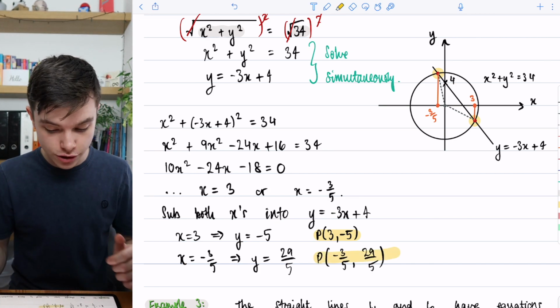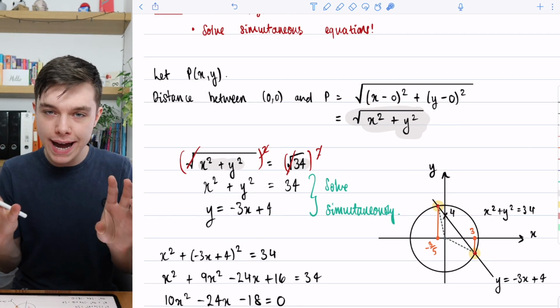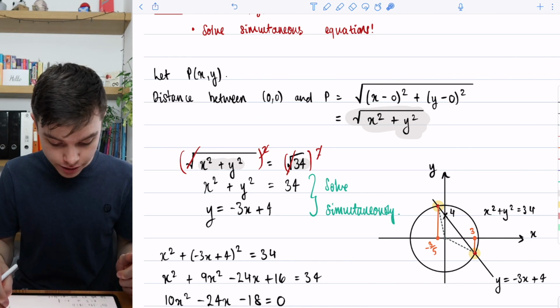So the reason those are the two positions is because we worked out the algebraic expression for the distance between 2 points.